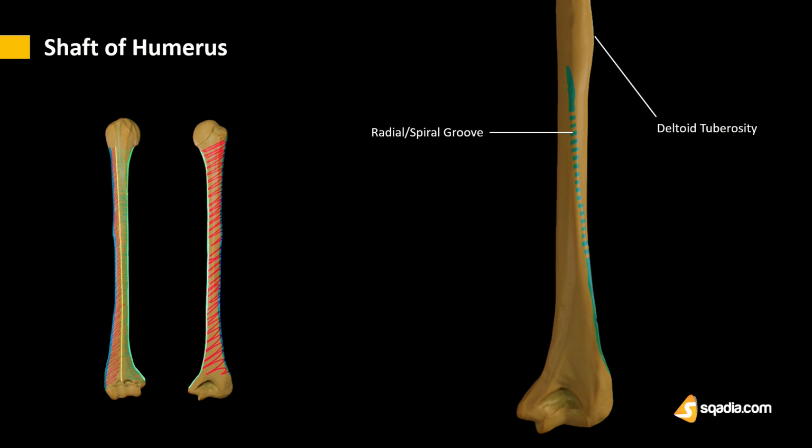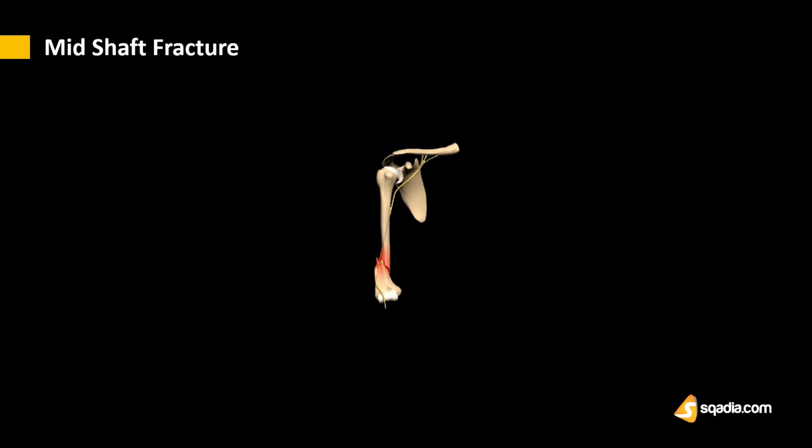The radial sulcus, also known as the spiral groove, is found on the posterior surface of the shaft and is a shallow oblique groove through which the radial nerve passes along the deep vessels. Now you have to remember that this groove is located posterior-inferior to the deltoid tuberosity. The inferior border of the spiral groove is continuous distally with the lateral border of the shaft. The radial nerve passes in this groove.